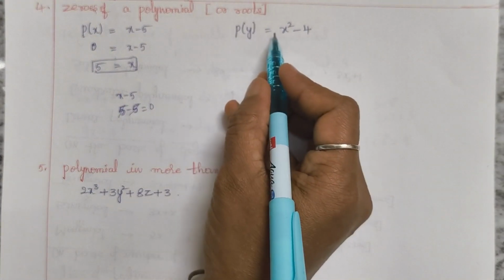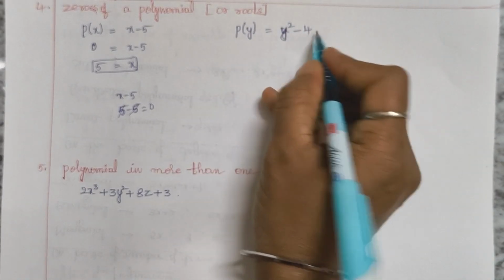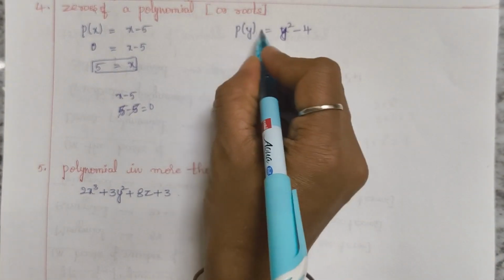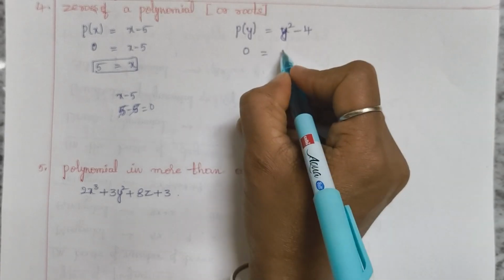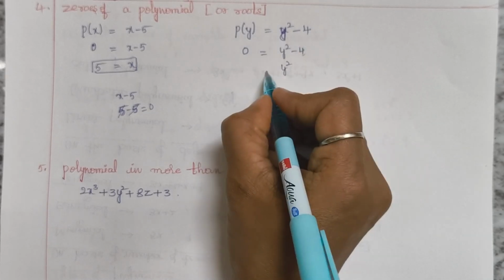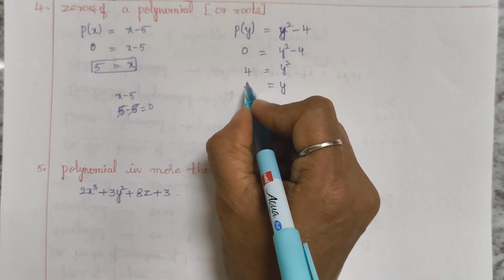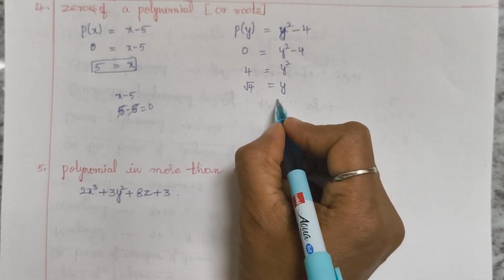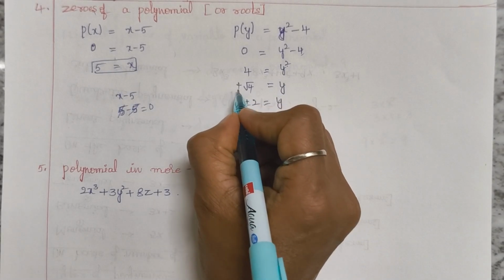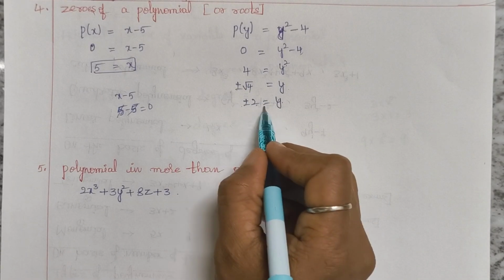Next, come here, P of x, I will take it as y. P of y is equal to y square minus 4. In this one, what is the zero of the polynomial? See here, P of y equal to 0, so y square minus 4 equals 0. Sending this side, it becomes plus 4. y square equals 4, and after the square it becomes a square root. y is equal to plus or minus under root 4. So y is equal to plus or minus 2.